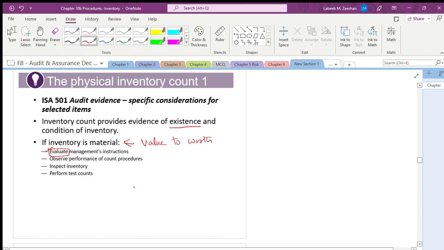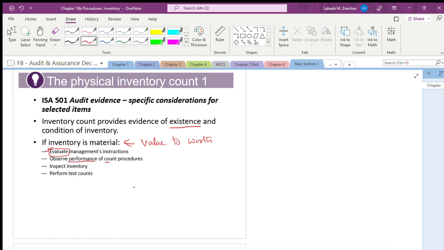Evaluate management instructions. Whatever the physical count, understand the point? This is entirely a separate segment of inventory. In the previous case, we were talking about the substantive procedures. I'm stressing here again and again, that's very important. When you are doing the physical count, you have to inspect, you have to observe. First, take the instructions given by the management. Observe performance of the count procedures.